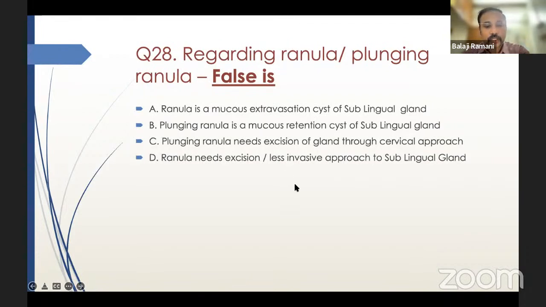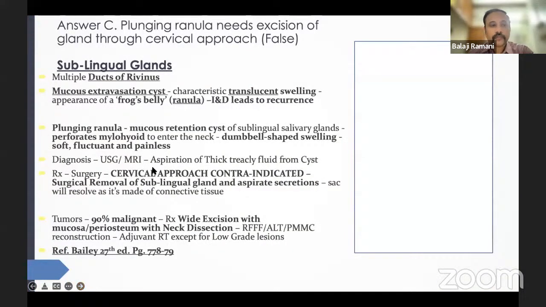Yes, I can see that Julie and Pradeep, both of you have got it right. It is C. Plunging ranula does not need an excision through a cervical approach. So when we talk about the sublingual glands, we have multiple ducts of Rivinus that drain the sublingual glands. Each of the salivary glands has a duct. The duct of the parotid gland is known as Stenson's duct. The duct of Wharton drains the submandibular gland, and for the sublingual glands, you will have multiple ducts known as the ducts of Rivinus.